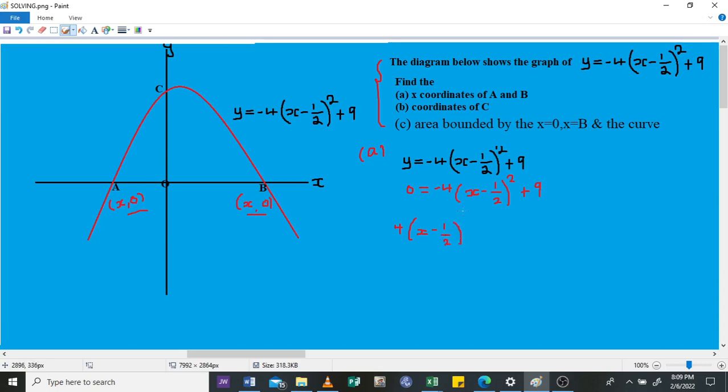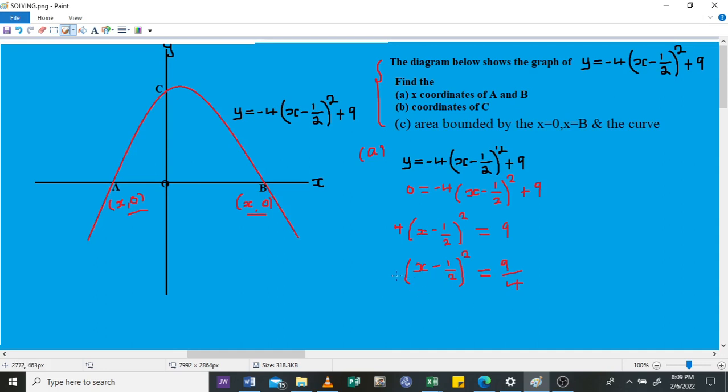Now this is squared, so this will be positive. So what we have here will be positive, and we're going to remain with 9 there. Now we can divide both sides by positive 4. If we do that, on this side we are just going to have this squared, and on this side we are going to have 9 divided by 4. So far so good. Let's hope you are following.